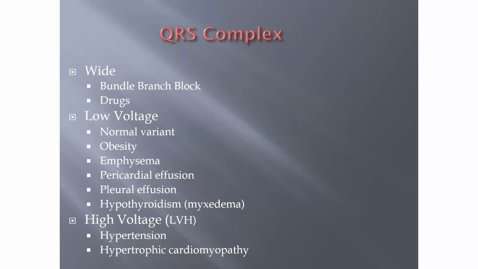So you'll get a wide complex QRS as a bundle branch block. There are some drugs that will cause the patient to have widened QRS. Patients with low voltage, especially patients who are obese, patients who have emphysema, pericardial effusion, pleural effusion, hypothyroidism. This will actually show low voltage, meaning it could be less. In limb leads, we said it should be not more than 5 millimeters. In V1 to V6, we said it should not be more than 10 millimeters or 10 small boxes. Of course, high voltage means they are quite high in patients who have left ventricular hypertrophy, patients who are hypertensive, patients who have hypertrophic cardiomyopathy.